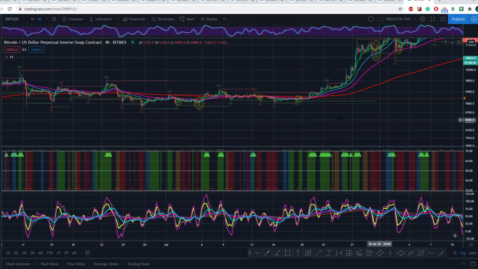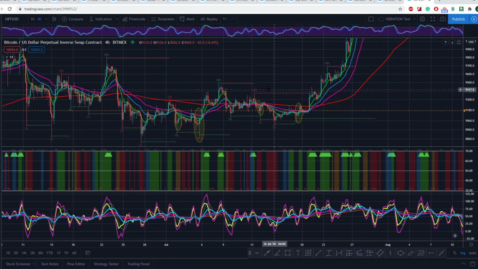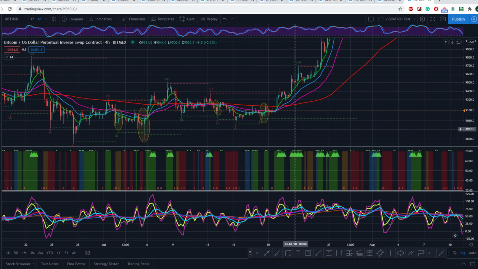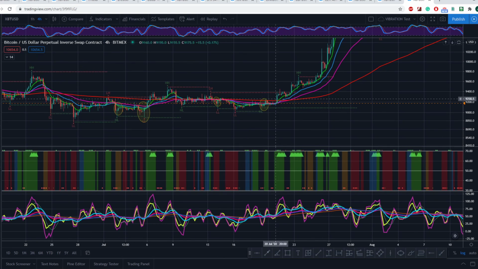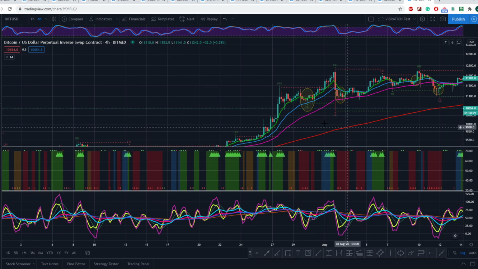Okay, then you end up seeing it here, here, here. This one I think is a loser, absolutely. So this one would have been a loser. Here's a winner, and that one gives you right before the takeoff. Good job. And then even after the big climb up, we get another leg up here.